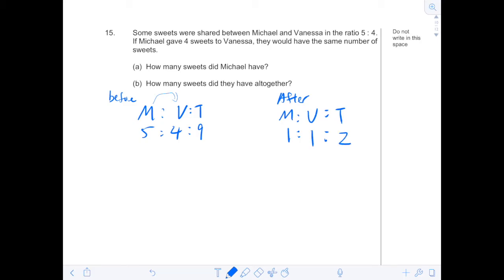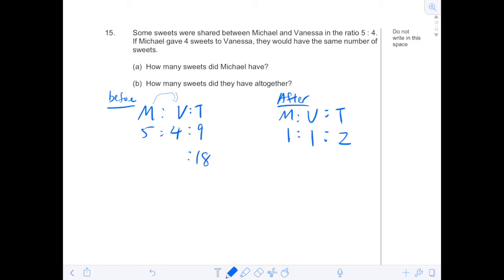Since the total does not change, we just need to manipulate these ratios in a way such that the totals for both before and after are the same. So in this case, you look at the 9 over here and the 2 over here. These are the two things we're comparing, and to make them the same, we have to change them into 9 times 2, which is 18 units.